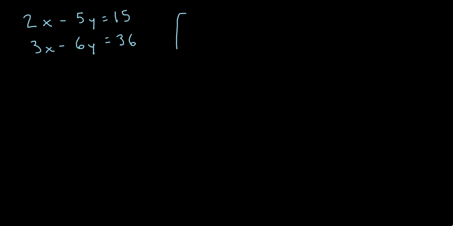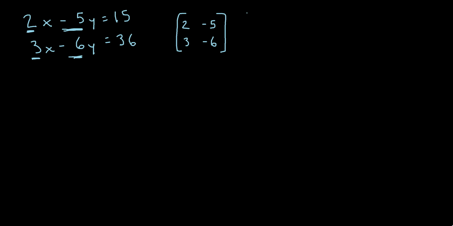We first create a matrix that contains only the values of the coefficients on the left-hand side of each equation. So this 2, this negative 5, this 3, and this negative 6. We'll fill in these values in our first matrix: 2, negative 5, 3, and negative 6. And notice we write them in the same locations where they appear in the original equations.